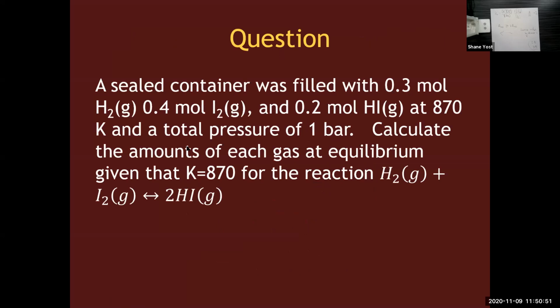But yeah. So let's say I have a sealed container, so constant volume. I fill it with 0.3 moles of H2, 0.4 moles of I2, 0.2 moles of HI, at 170 Kelvin. And the total pressure in this container is 1 bar, okay? So the volume is whatever it needs to be such that the total number of moles given there has a total pressure of 1 bar. The question is: calculate the amounts of each gas at equilibrium given that the equilibrium constant K is equal to 870 for the reaction H2 plus I2 going to 2HI.